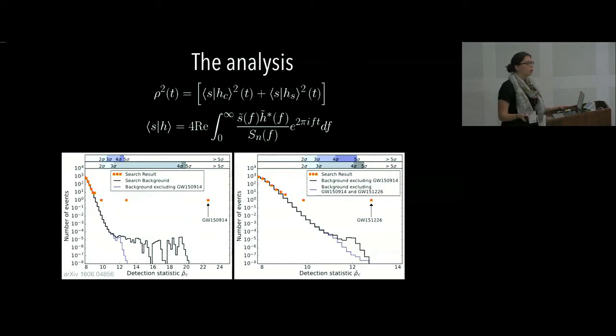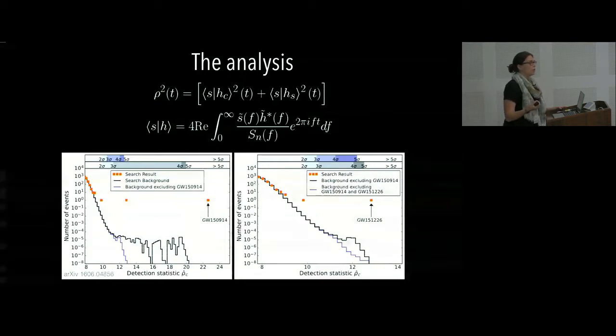and this is the results of the search for binary black hole coalescences from LIGO's first observing run. So what you can see here in red, this is the search results itself. That means that we took our data, and we took our analysis that is described by this detection statistic, and this is the output. And we show this relative to a background.